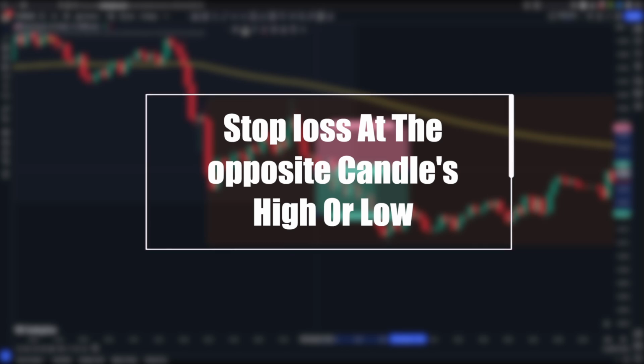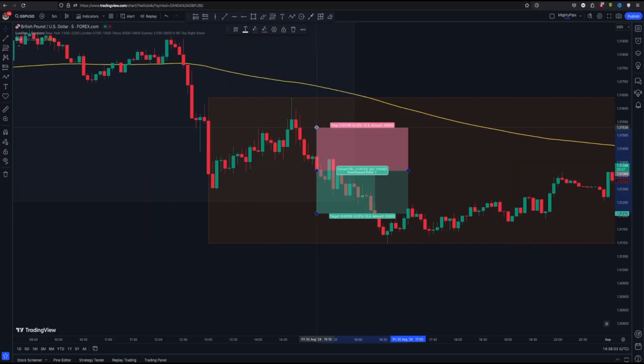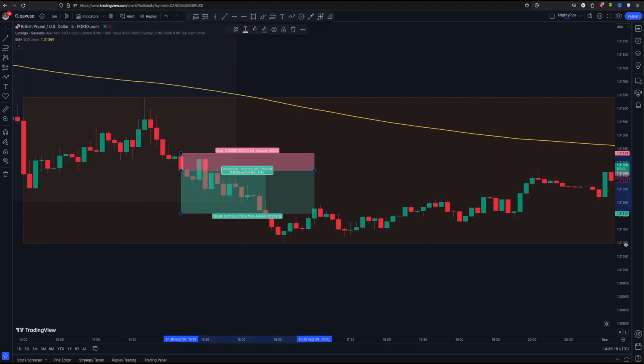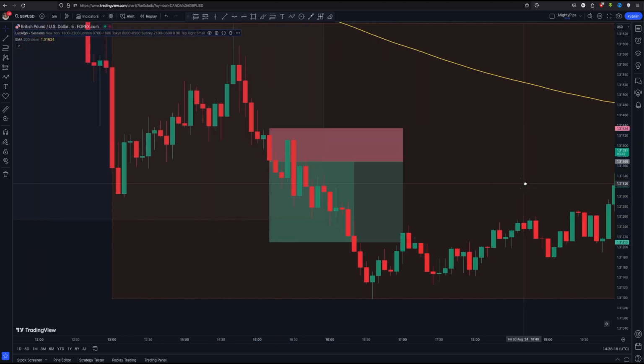The fourth rule says we put our stop loss at the high or low, depending on where you're trading from. Like in this example, the stop loss goes at the high of the previous opposite candle, which is this bullish candle here. So we put our stop loss above that bullish candle's high. Let me zoom in so that you guys can see. See this green candle? Your stop loss has to be above that high, okay?